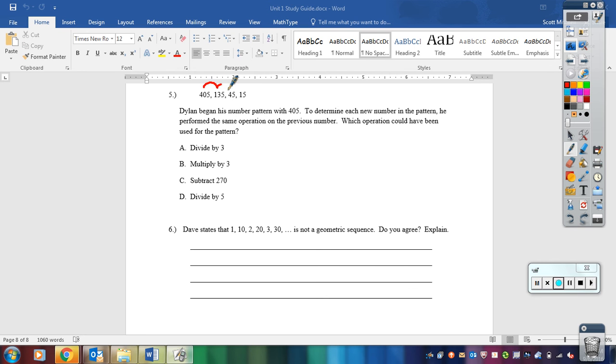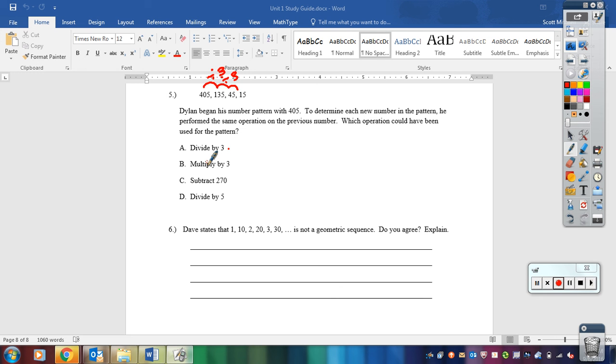Question 5 has a pattern. Dylan began his number pattern with 405. To determine each new number in the pattern, he performed the same operation. Which could he have done? Could he have divided by 3? Yeah, he certainly could have. That divided by 3 is 135, that divided by 3 is 45. So it could be divided by 3.